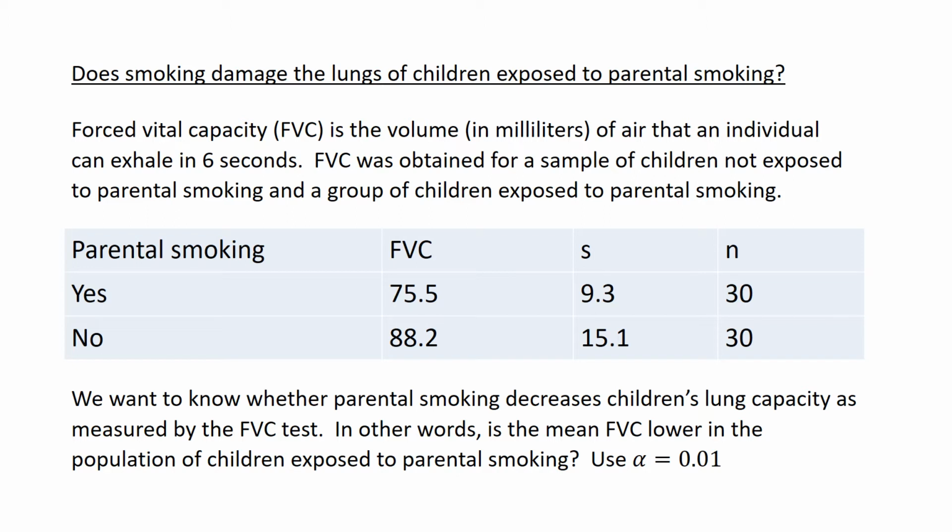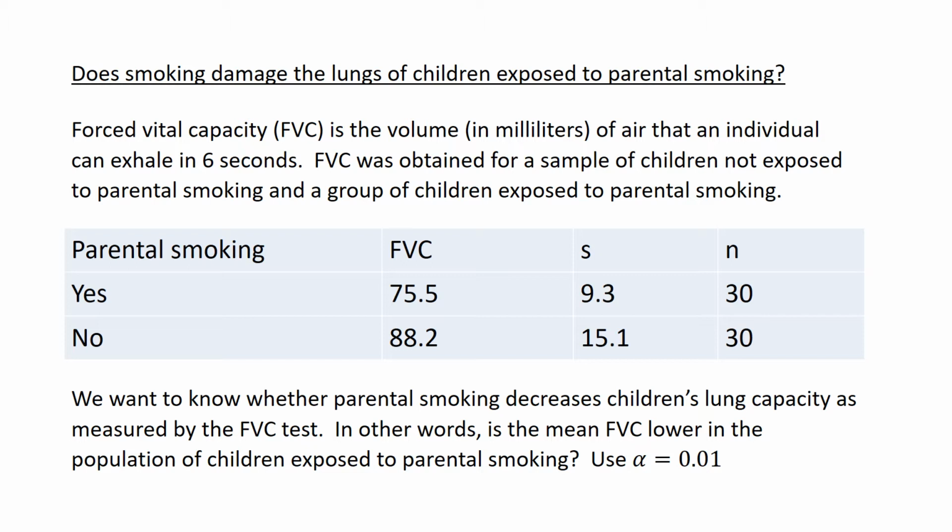We are going to do an example of hypothesis testing for two populations. So the question we have before us: does smoking damage the lungs of children exposed to parental smoking? Forced vital capacity, or FVC, is the volume in milliliters of air that an individual can exhale in 6 seconds. FVC was obtained for a sample of children not exposed to parental smoking and a group of children exposed to parental smoking. So we have a table here showing our results.